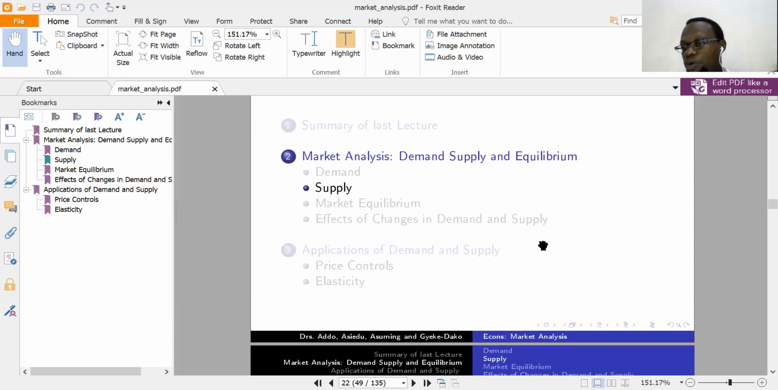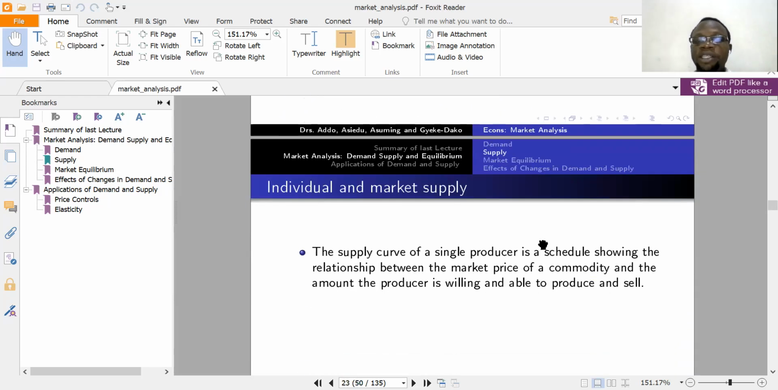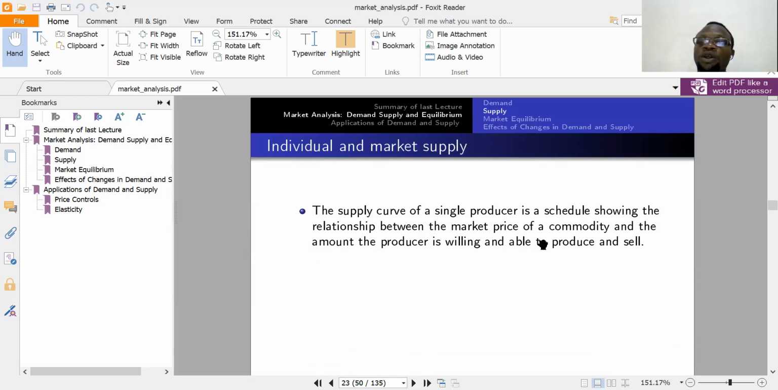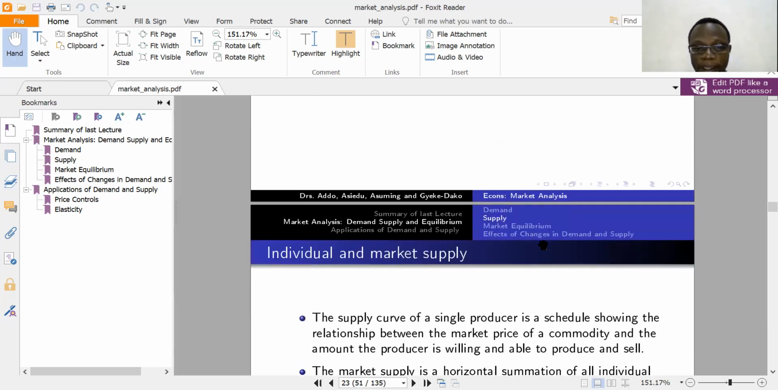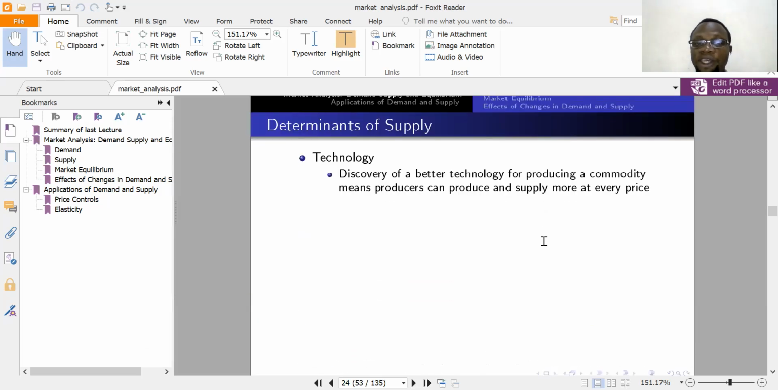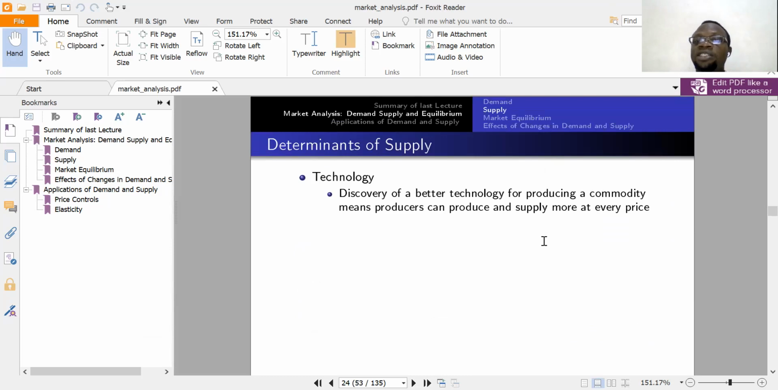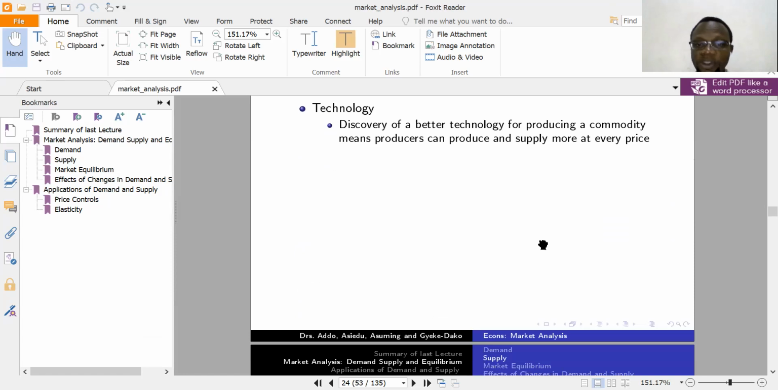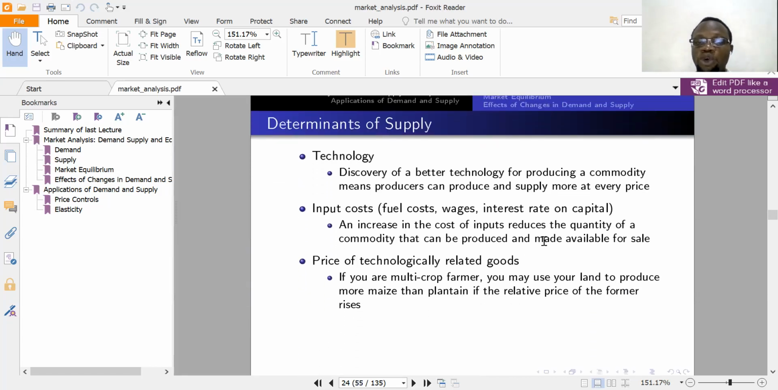So I'm just quickly going through some of the things we have already discussed. And then we spent some time on supply, and a lot of the concepts introduced under demand were similar when we discussed individual supply and market supply, okay? And in the same vein, we said that apart from price, other factors drive supply. But what you should keep in mind is the positive relationship between price and quantity supplied, okay? So other factors, technology, input cost, are factors that can shift the supply curve, okay?